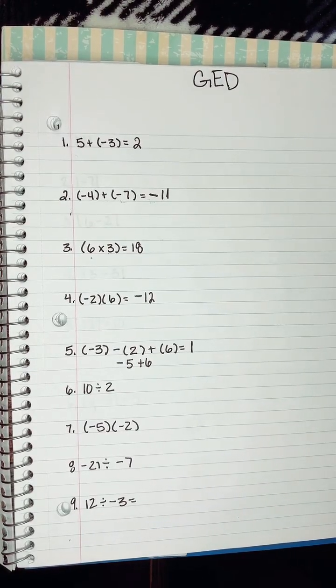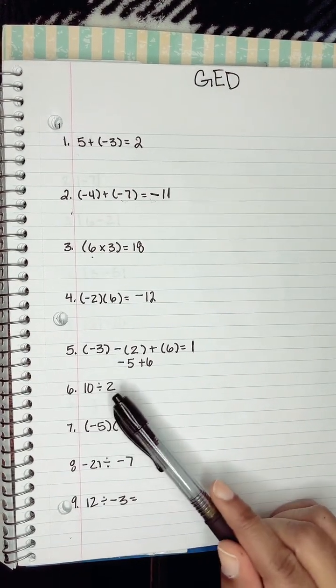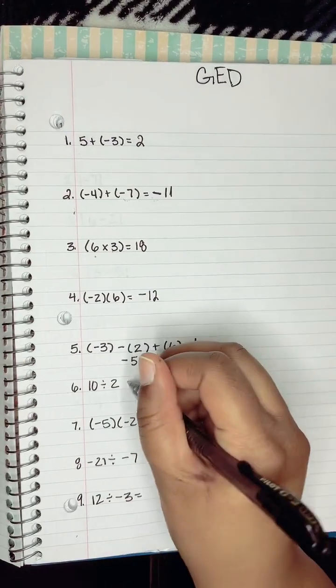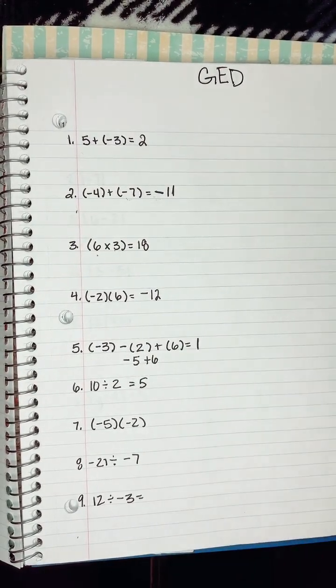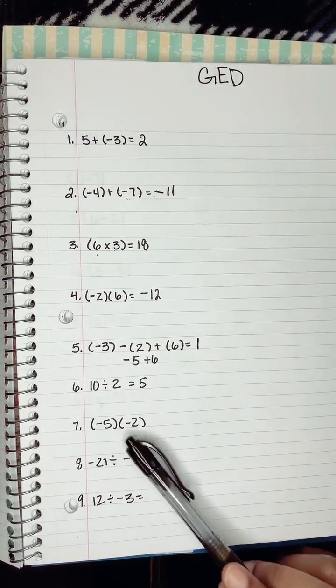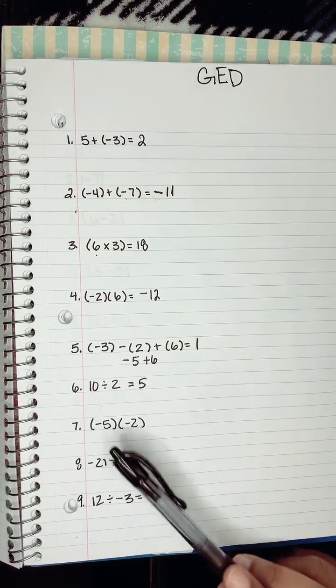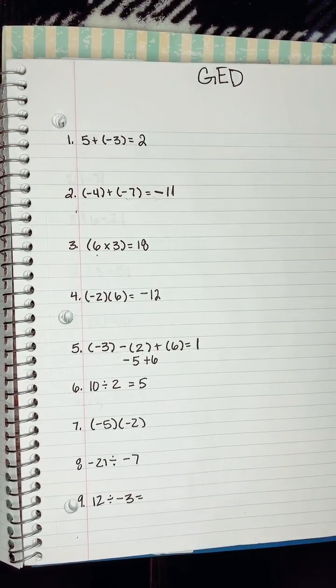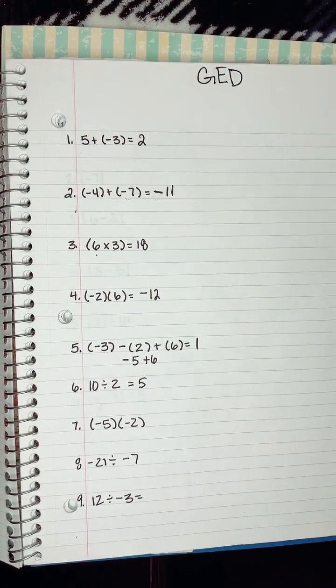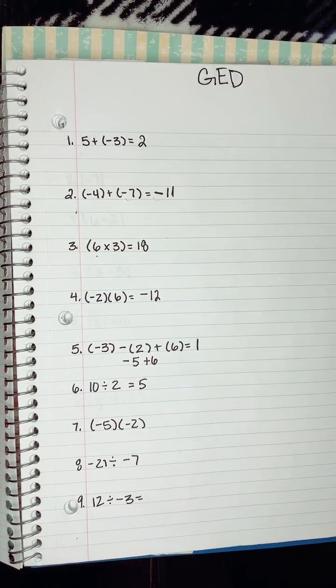All right, let's keep it pushing. Half of 10 is 5. Okay, what do we get for number 7? -5 times a -2. Put your answers in the chat. What do we get? 10.